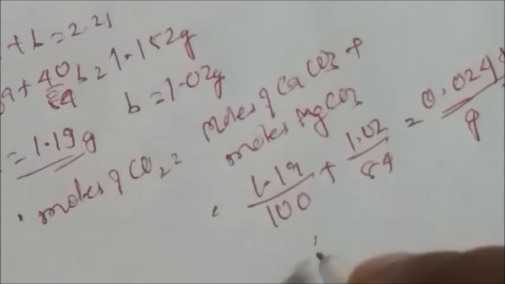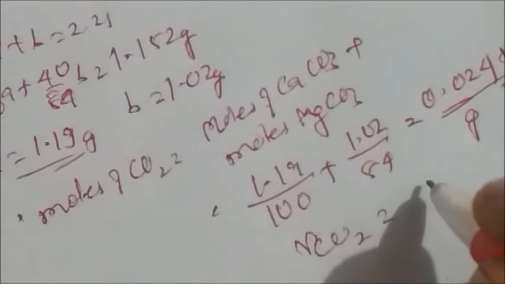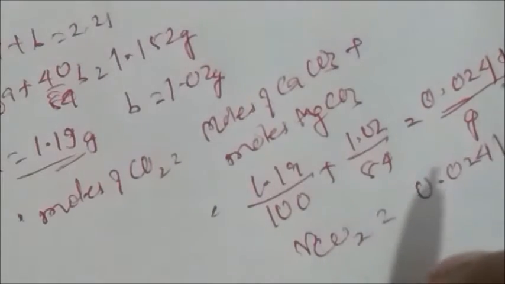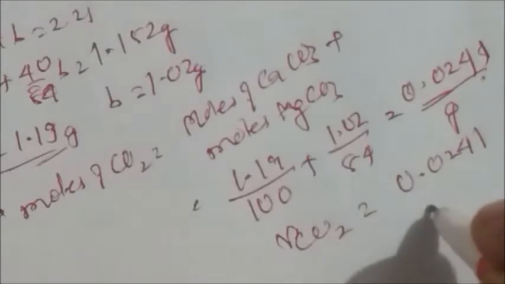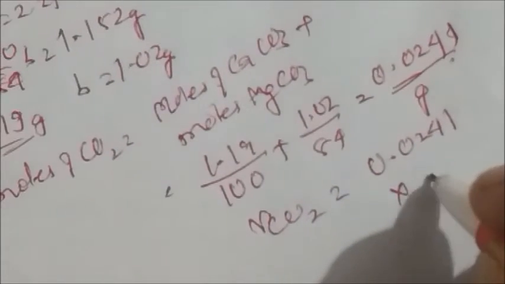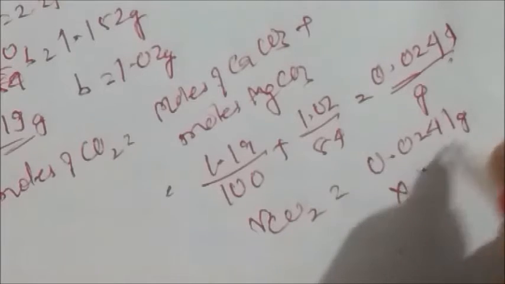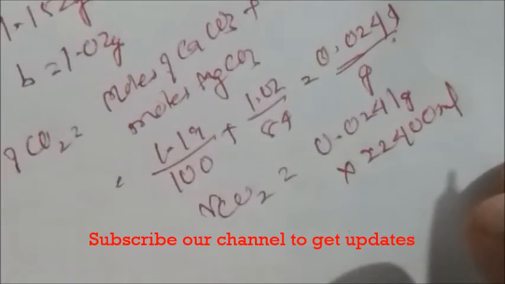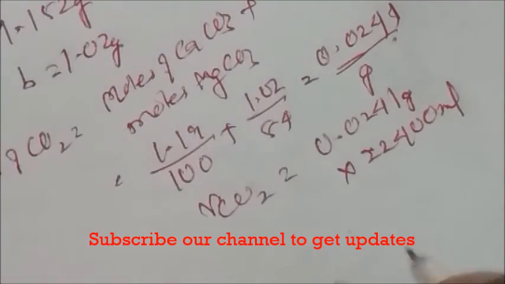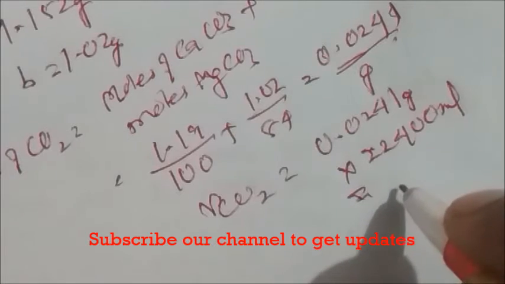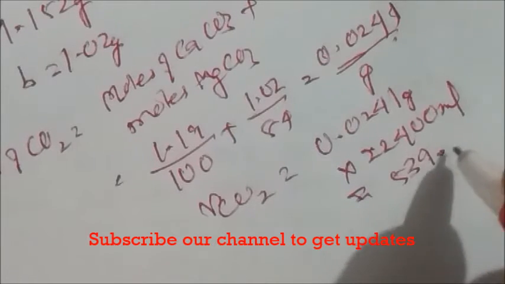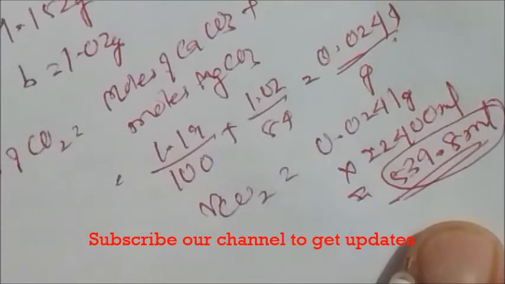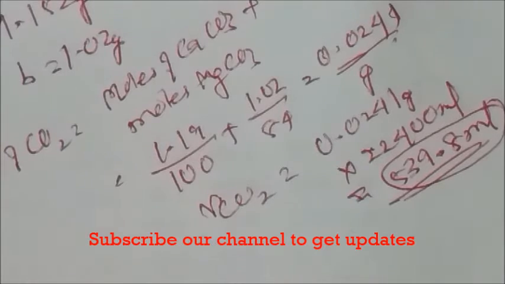So what is the volume of carbon dioxide? The total is 0.0241 mole, and at STP the volume is 22.4 liters, that is 22,400 ml. In terms of this, the total equals 539.8 ml. This is the total volume of carbon dioxide released from the calcium carbonate and magnesium carbonate.